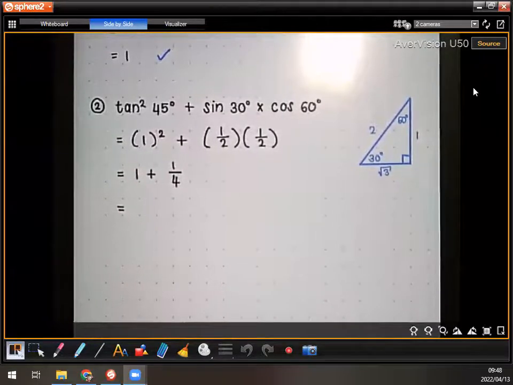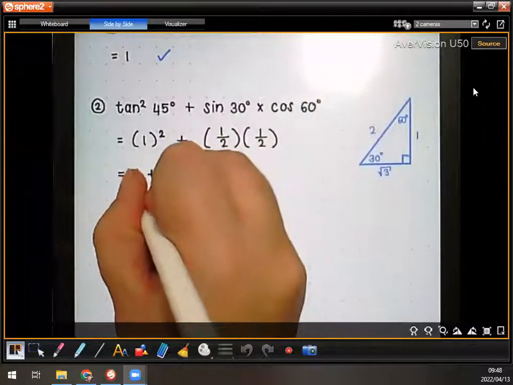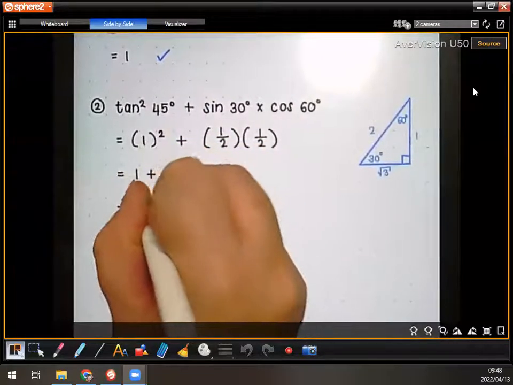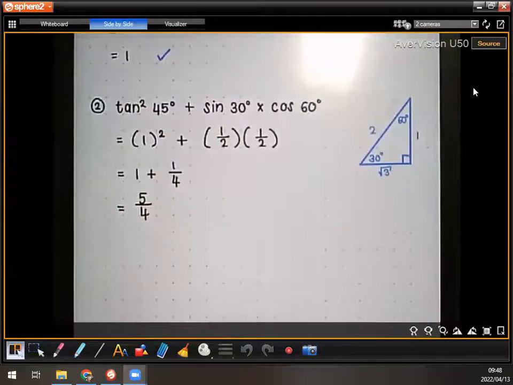All right, what's 1 plus 1/4? If you want to write it as an improper fraction, that is 5/4. But guys, if you want to, you can write 1 1/4 as a mixed number. That's fine. Or 1,25 even, if you want to do that, it's fine.